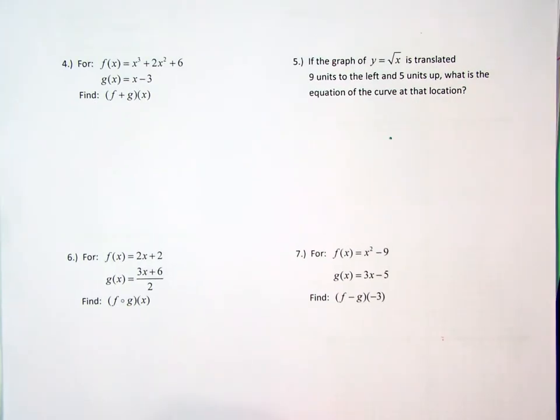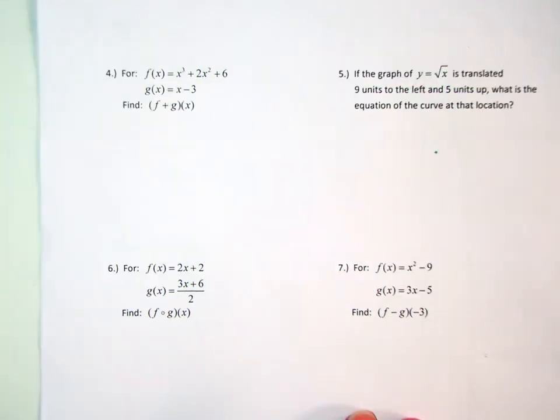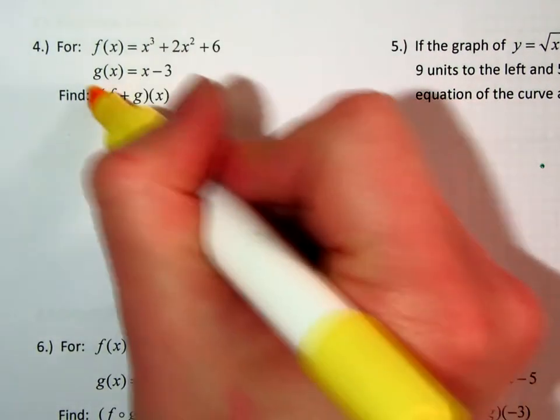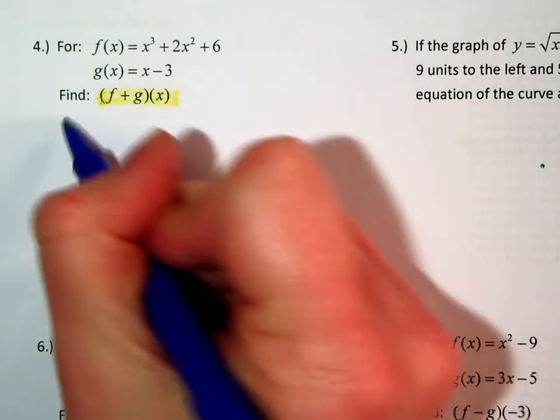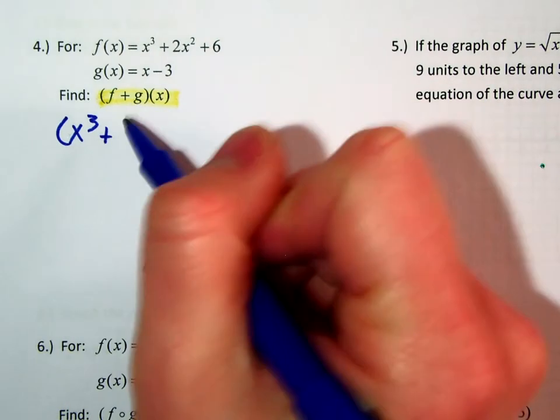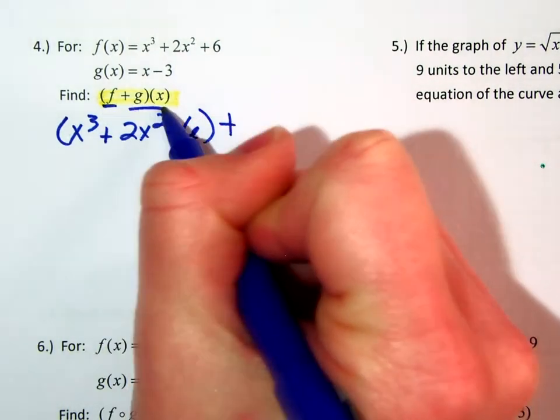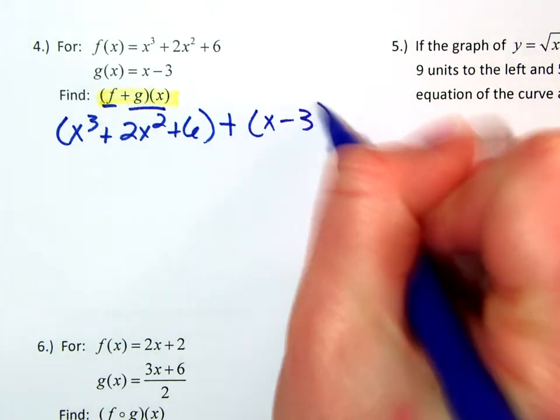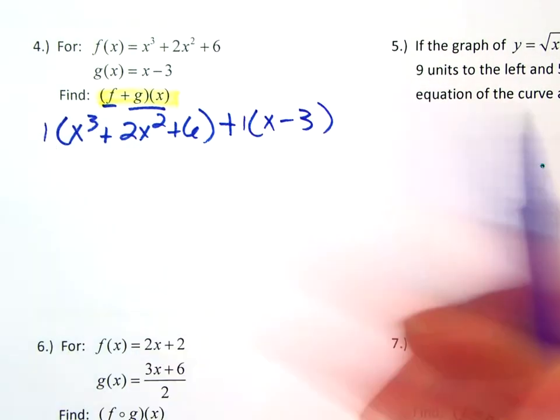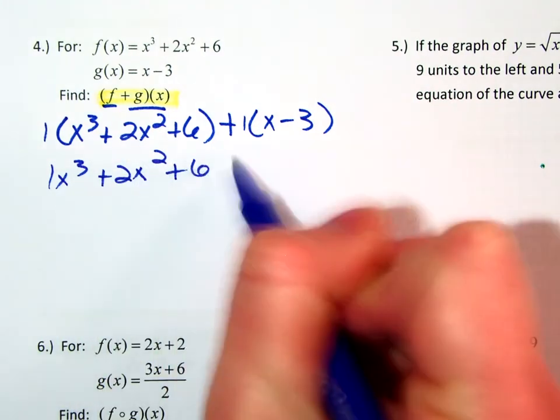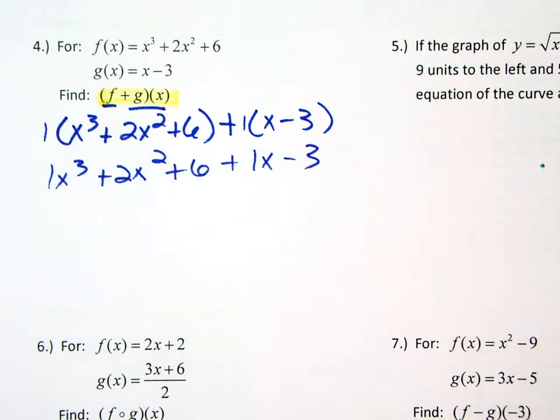Now let's review the function stuff that we were working on from before. In number 4, they're asking you to take these two functions and add them together. So really what I'm doing is I'm taking x cubed plus 2x squared plus 6, and I'm adding g of x to it, which is x minus 3. Now there's just those invisible ones out front, so that really doesn't change anything, right? Everything in there still stays the same when I distribute. And then I need to combine my like terms.